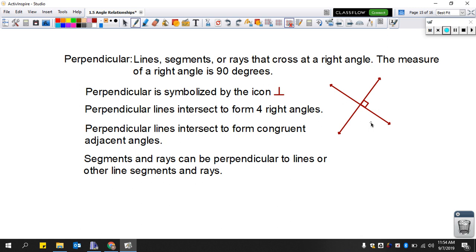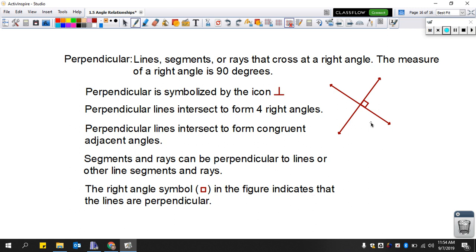And as I had sort of alluded to in the definition up on top, segments and rays can also be perpendicular to lines or other line segments and rays. And this little square here that's in the corner, that's your right angle symbol, and that's what indicates that the lines are perpendicular.